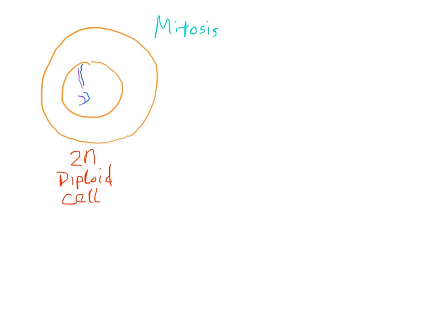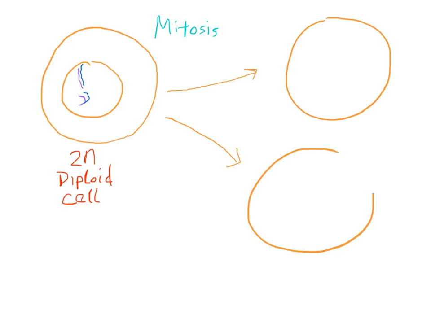So the process of mitosis is going to take this diploid cell and create 2 new cells, and each of these new cells will of course have a nucleus like that, and each cell will have homologous chromosomes just like the original cell. So these will also be diploid cells.